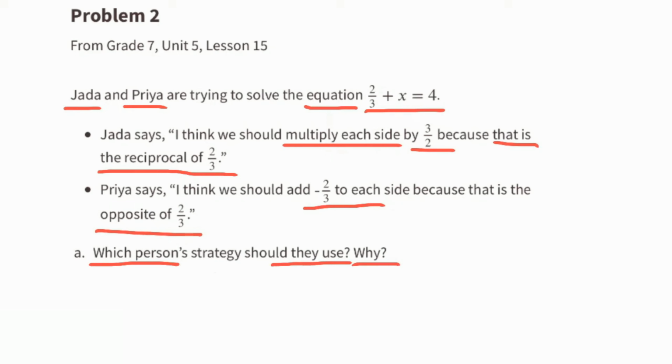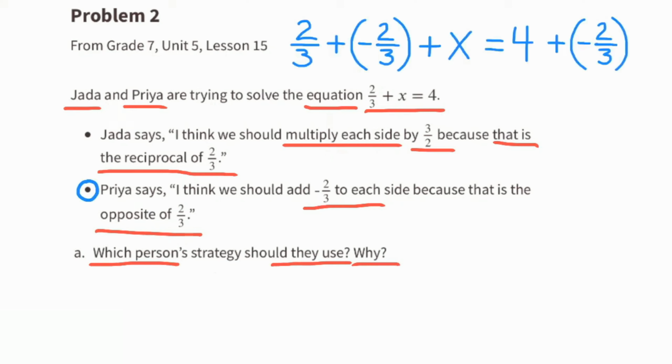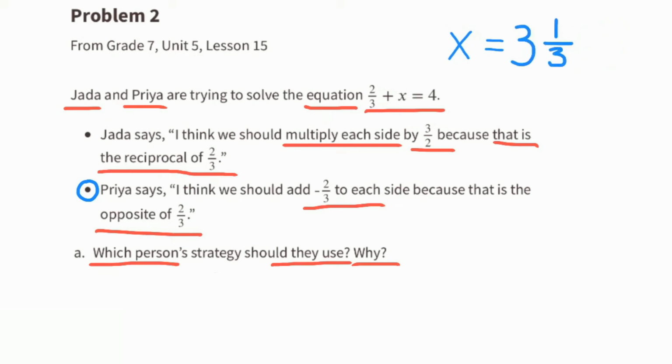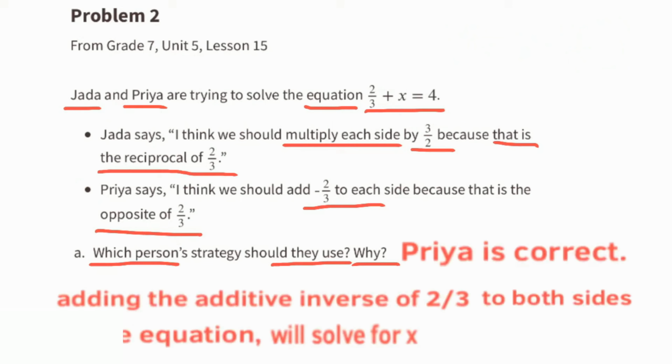Why? I think they should use Priya's strategy. Adding the additive inverse of 2/3 or adding a negative 2/3 to both sides will get x by itself. Because 2/3 minus 2/3 cancels each other out and you have the x by itself. Now you're left with x equals 4 plus negative 2/3 or 4 minus 2/3, which is equal to 3 1/3. So we know that x is equal to 3 1/3. Again, I think Priya is correct because adding the additive inverse of 2/3 to both sides of the equation will help you solve for x.